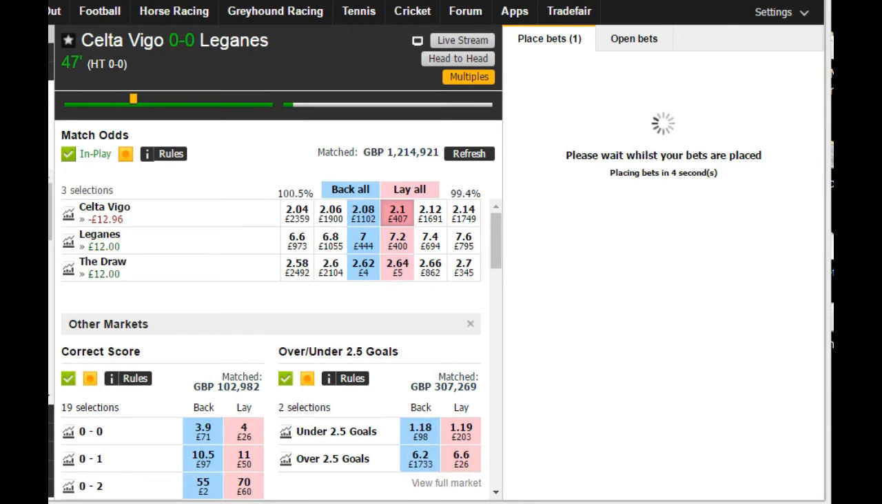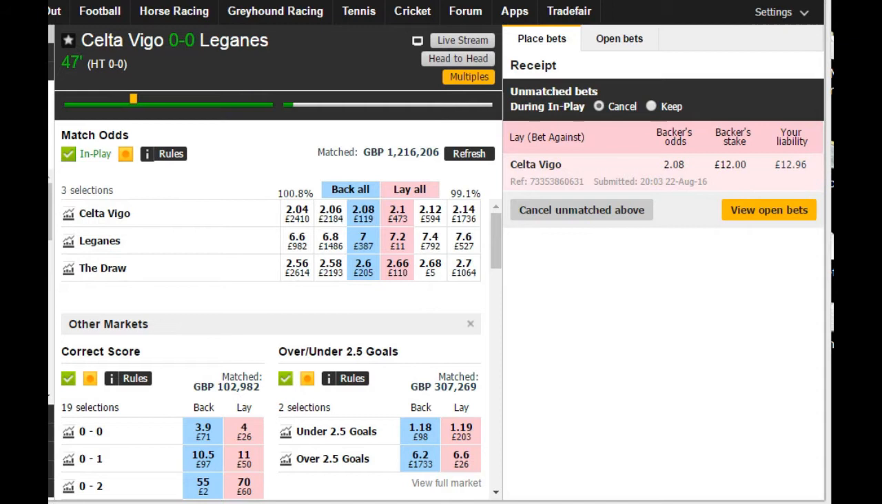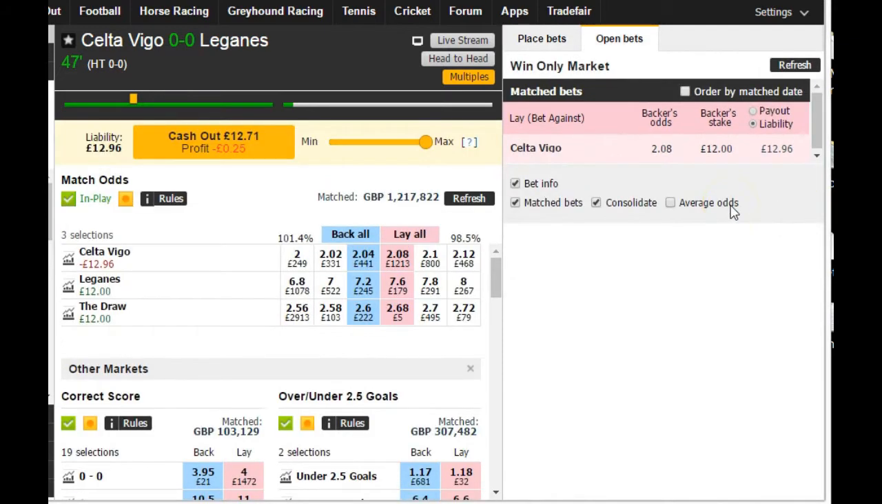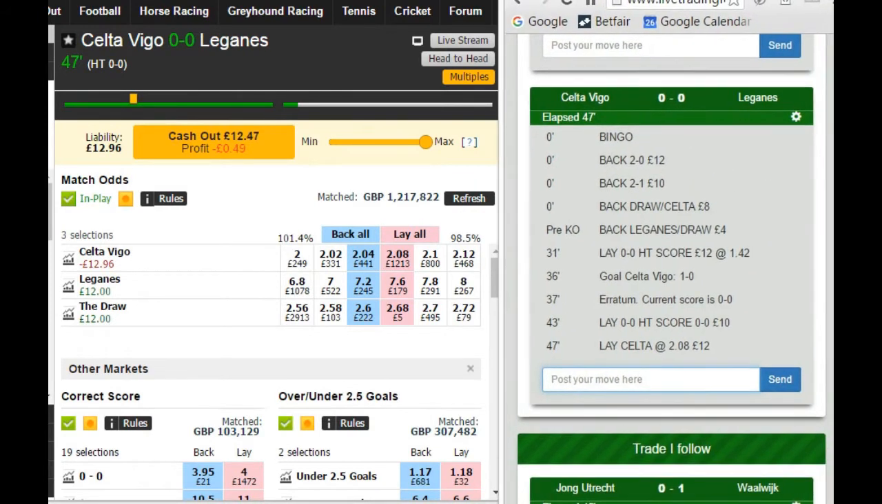It was 0-0 at half time, and I put a quick lay in of the 0-0 half time score, just in case either side did nick a goal just before half time. That didn't happen, so I incurred an extra £5 liability on top of the pre-match liability I got, which was around £34. And the video actually started around half time.